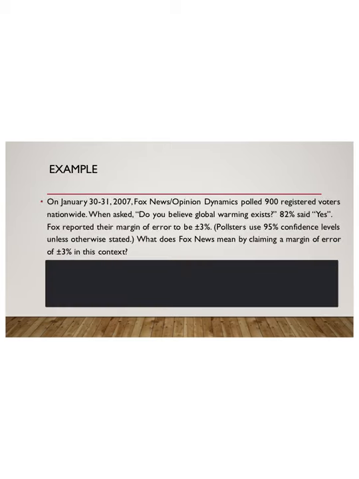In our next example, on January 30th through 31st, 2007, Fox News Opinion Dynamics polled 900 registered voters nationwide. When asked, "Do you believe global warming exists?" 82% said yes. Fox reported their margin of error to be plus or minus 3%. Pollsters use 95% confidence levels unless otherwise stated. What does Fox News mean by claiming a margin of error of plus or minus 3% in this context?